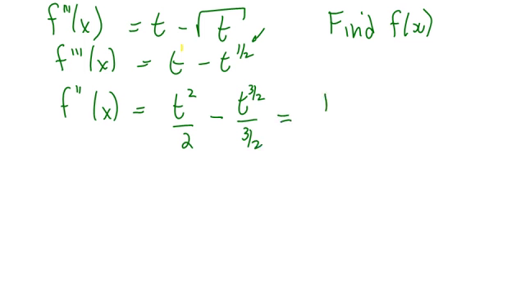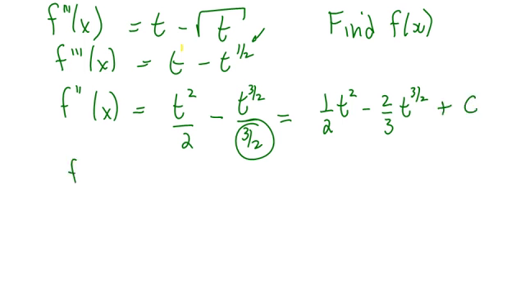So simplifying, I get 1/2 t squared minus 2/3 t to the 3/2. Again, notice that I've just flipped and multiplied the denominator. So I found the second derivative. Now let's add plus c. I keep forgetting that plus c, and that's going to become very important in the next line.